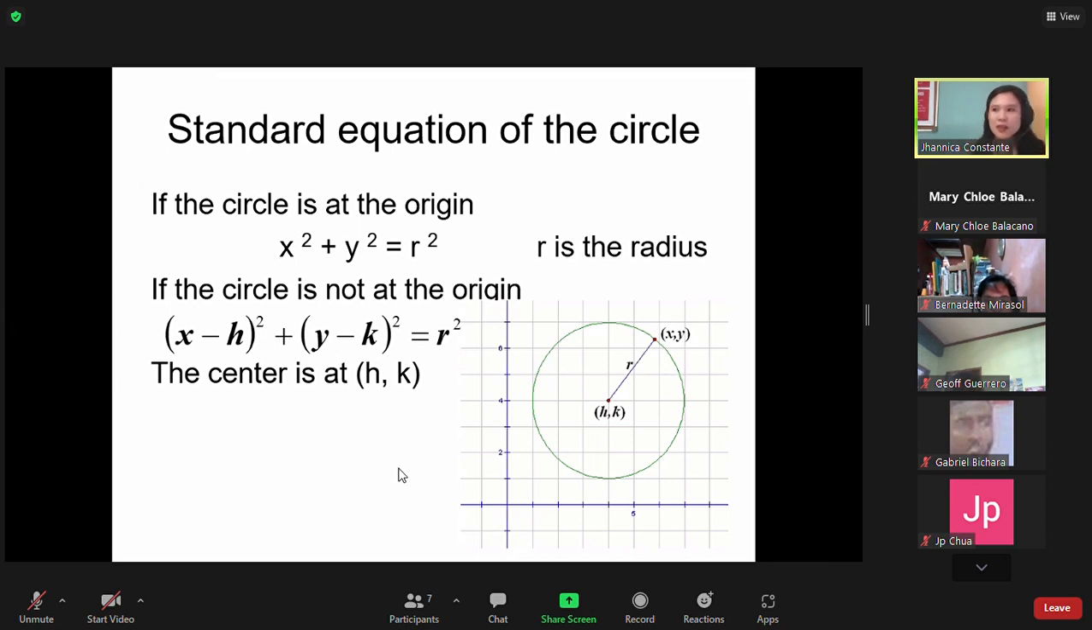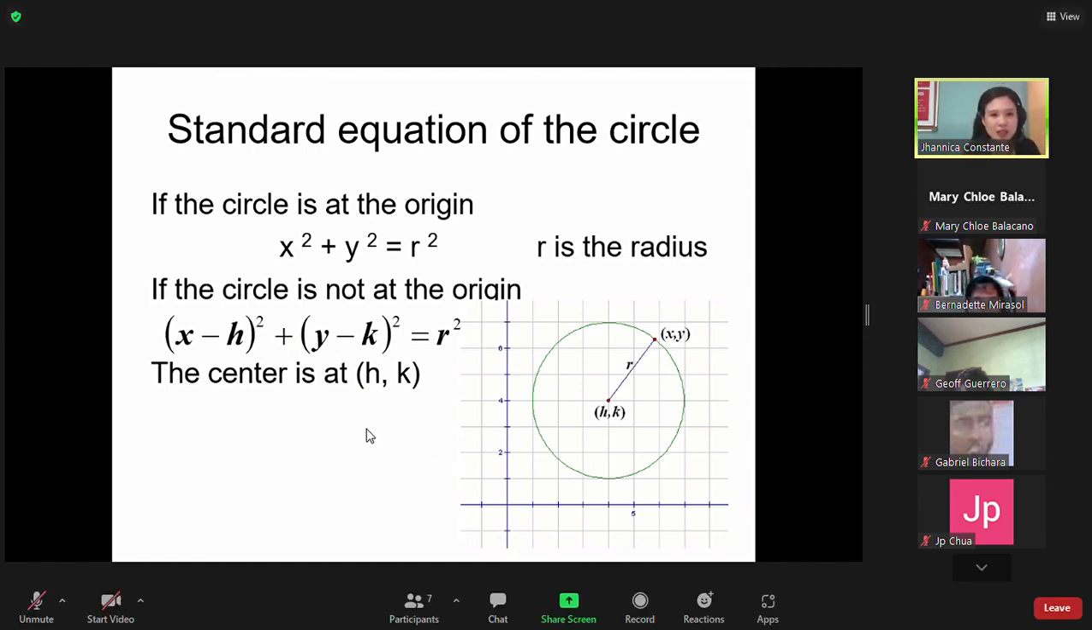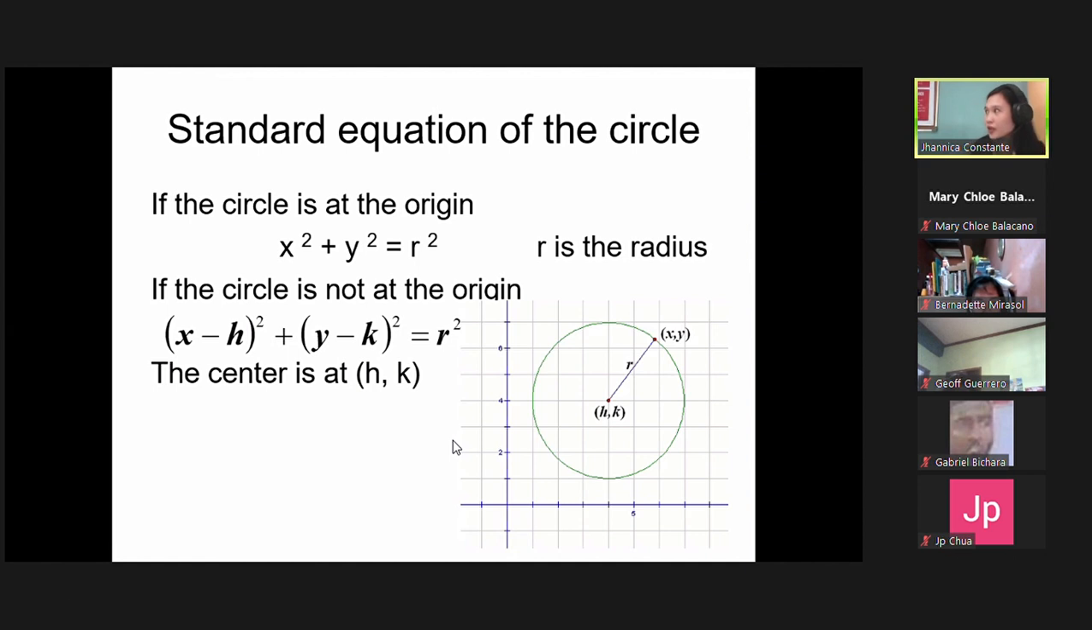Which is (x - h)^2 + (y - k)^2 = r^2, where the h and k is the center of our circle. It's our standard equation for the circle, where one is when the center is at the origin, and the other one is when the center is any distance away on our Cartesian plane, where the center is not the origin of the circle.